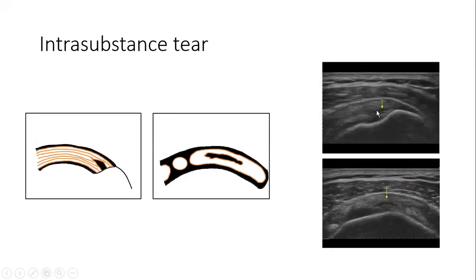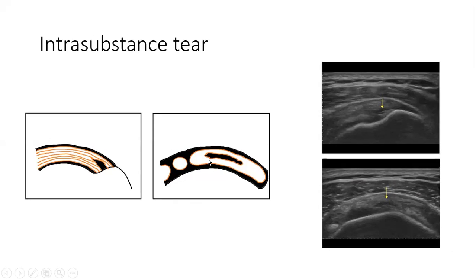Now, third is intrasubstance. So you see a focal defect which does not communicate on the articular or the bursal side, and that's intrasubstance. Now, partial tear can be a combination of all 3 of them. So it doesn't have to be a textbook clean articular sided or bursal sided. Sometimes you may see a combination.